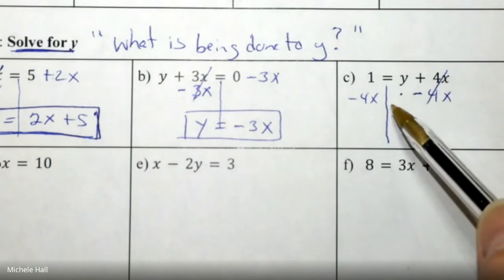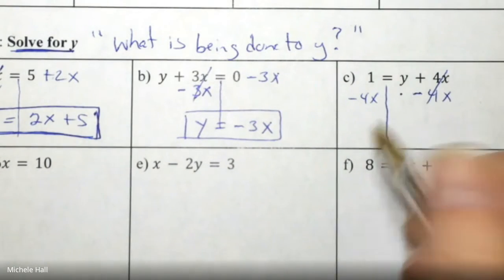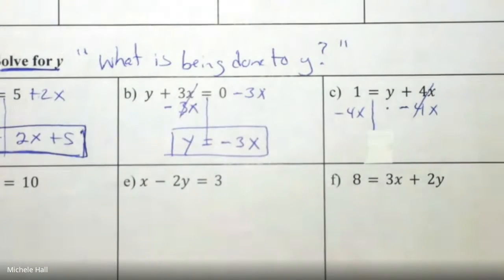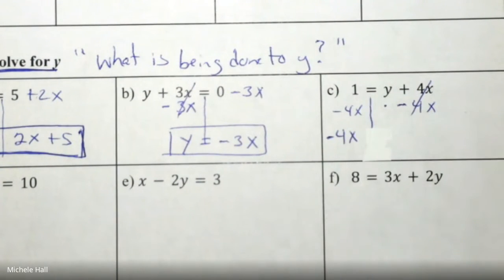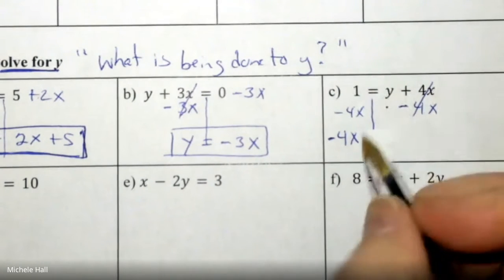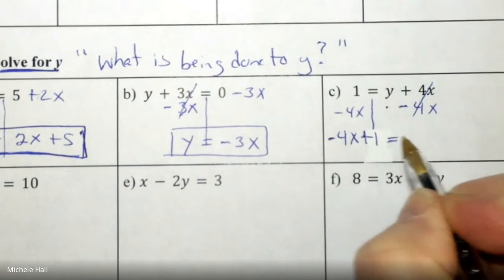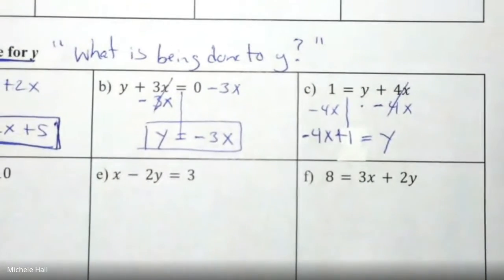Those are not like terms. What I'm going to do is I'm going to write my x first. So I'm going to put my x first. Negative 4x. Is 1 positive or negative? So I'm going to put plus 1 equals my y. You got to get used to seeing your y on the right-hand side.